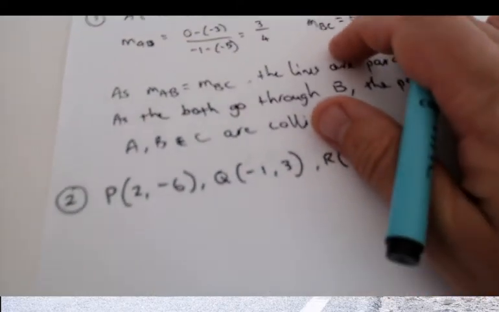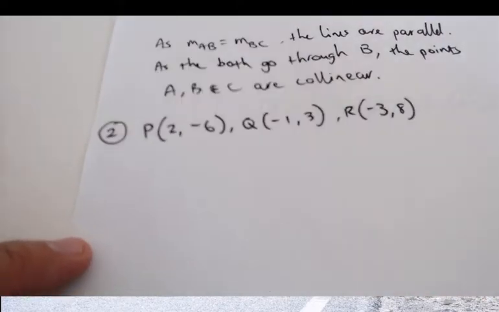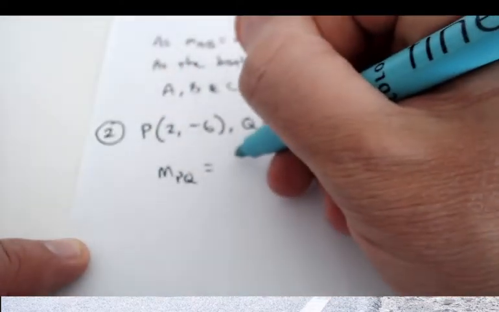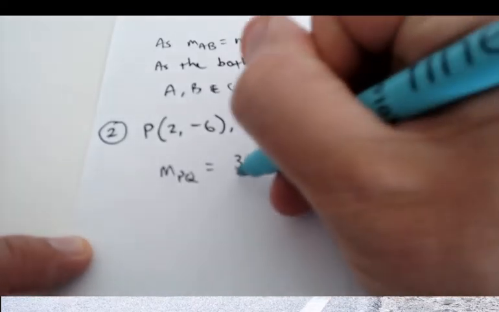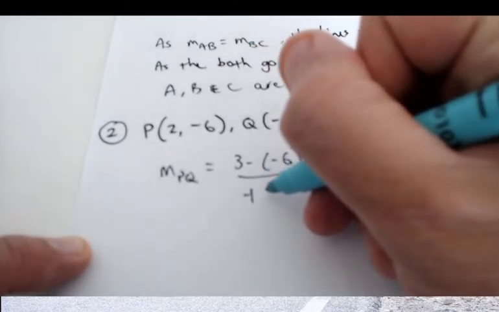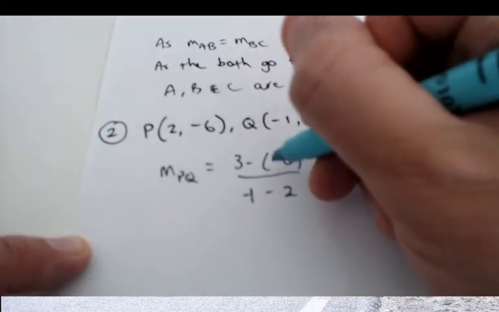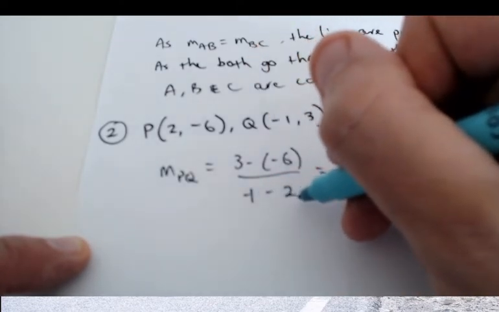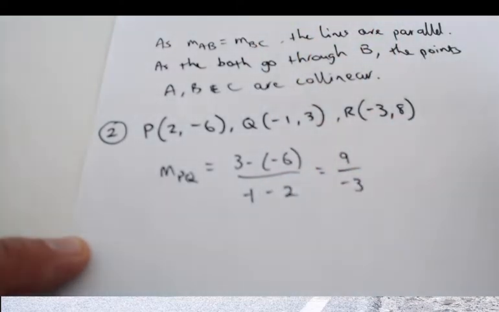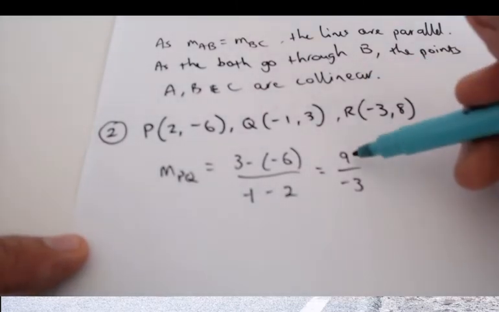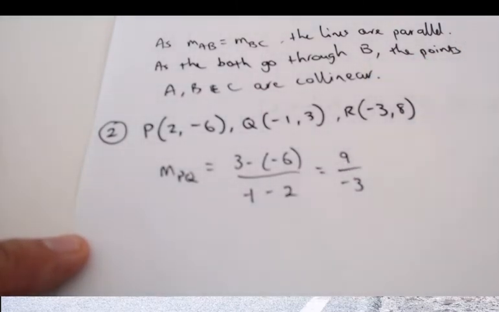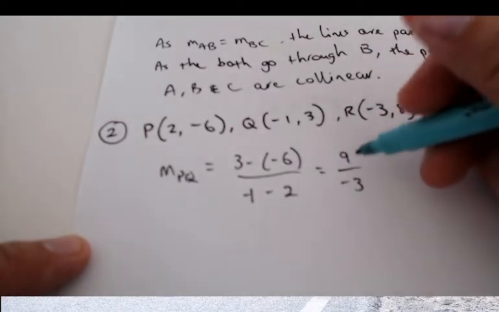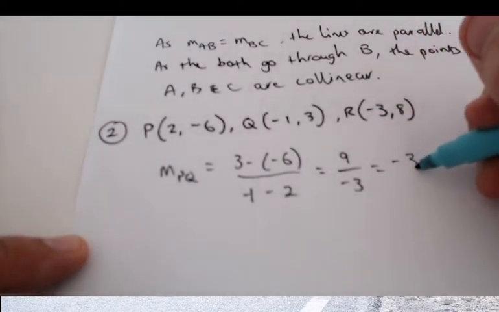Number 2. Okay, so we've got PQR this time, so we're going to do the gradient of PQ, which is going to be 3 take away minus 6, minus 1 take away 2. 3 take away minus 6 is 3 add 6, will make 9, minus 1 take away 2 will be minus 3. Right, now, in this situation I have 9 divided by minus 3. So 9 divided by 3 will give me 3, but there's a negative involved here. So my gradient is minus 3.